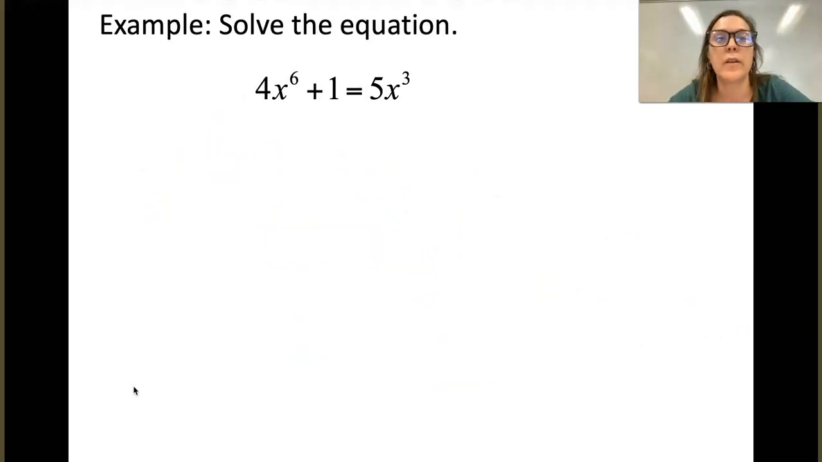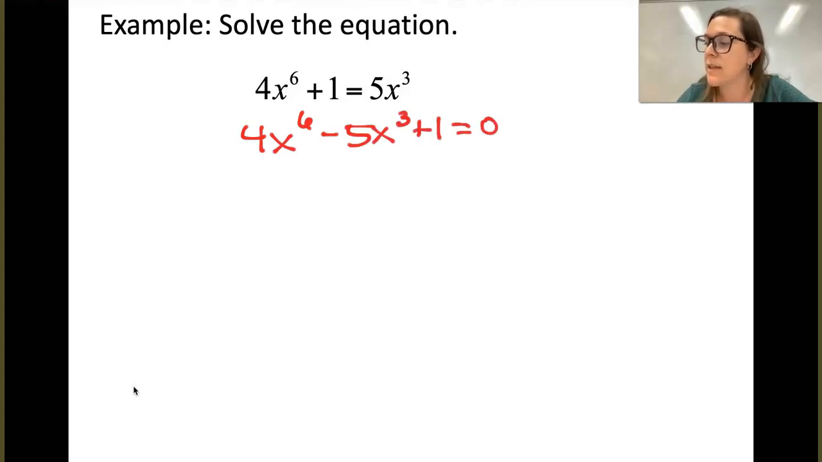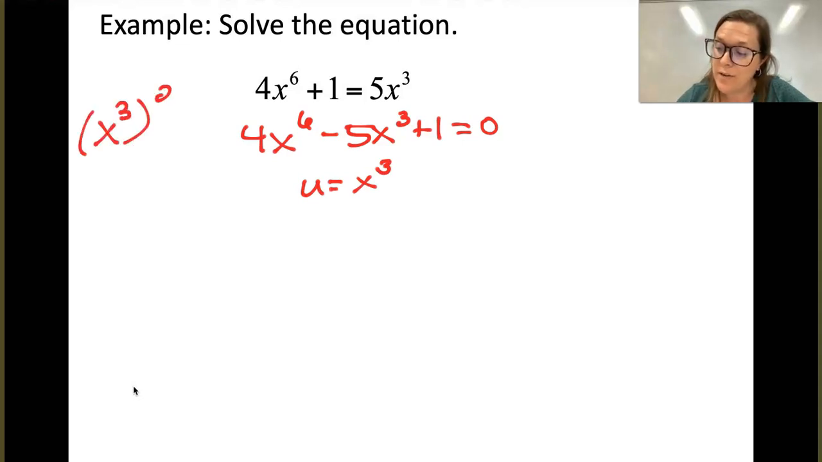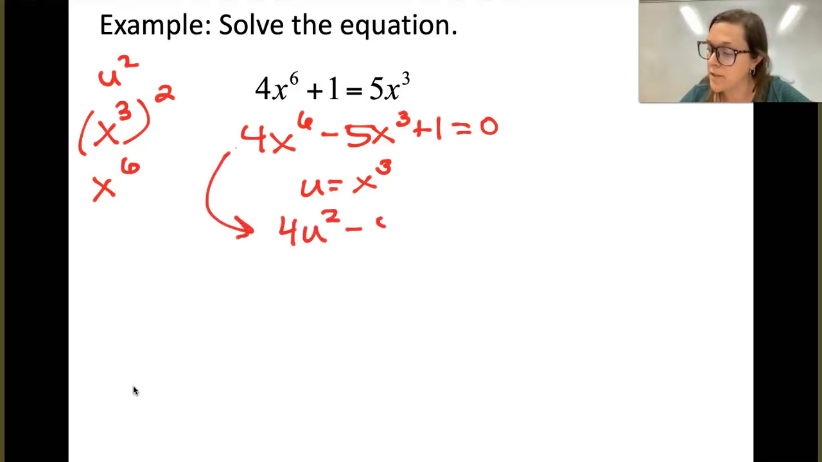Okay. So here we have a quadratic, well, an equation that's not quite quadratic. Our degree is 6 for our highest. So let's just shift everything over to the same side. I'm going to move that 5x to the 3rd over. So I get 4x to the 6th minus 5x to the 3rd plus 1 is equal to 0. Now, again, the beauty of these equations is if you let u equal whatever that middle term is, x to the 3rd squared is x to the 6th. So if I let u equal x to the 3rd, then this whole entire thing becomes u squared. So this first term becomes 4u squared. My middle just becomes 5u plus 1 is equal to 0.